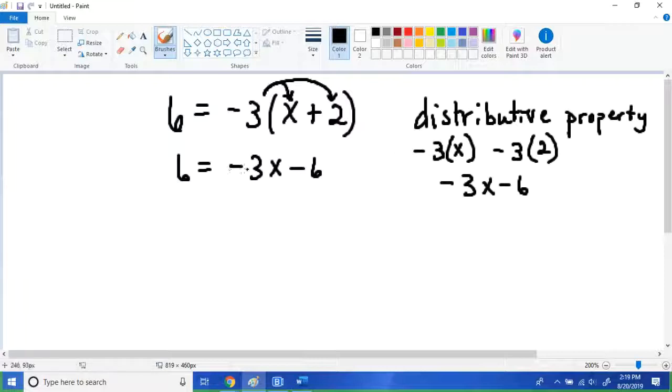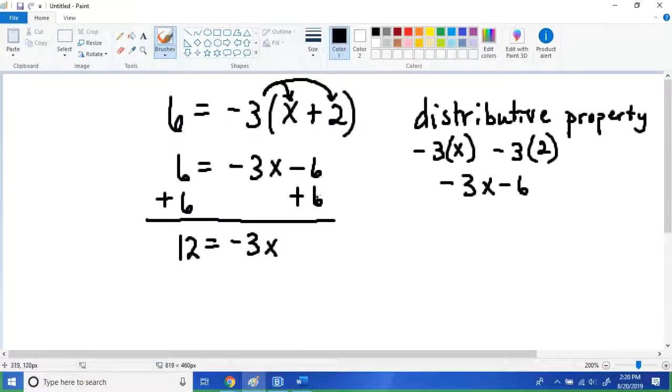We're still working to isolate the x by itself, so let's move the number away of negative 6 by doing a positive 6 on each side of the equal sign. So 6 plus 6 is 12. Bring down your equal sign and bring down your negative 3x. Negative 6 plus 6 is going to cancel out. Negative 3 with the x beside it is multiplication, so we're going to do the opposite operation, which is division on both sides of a negative 3. 12 divided by negative 3 is negative 4. Negative 3 divided by negative 3 is 1, so we're just going to bring down the x.